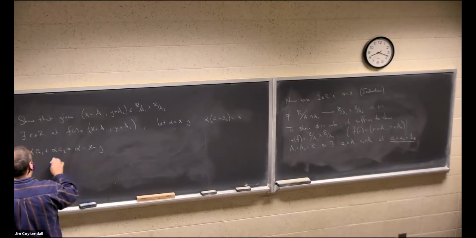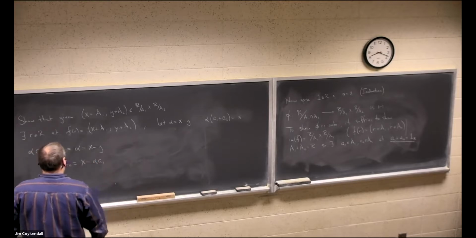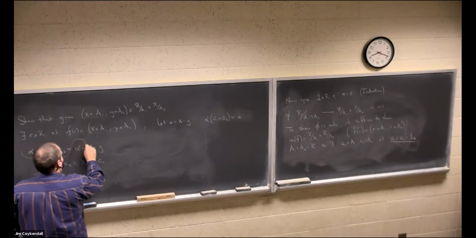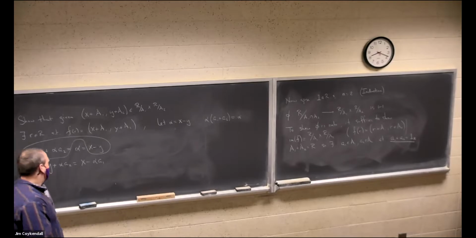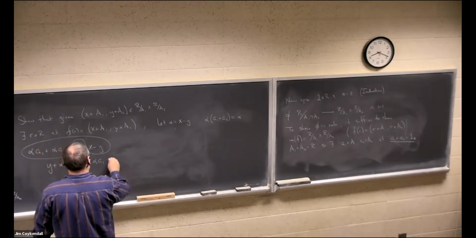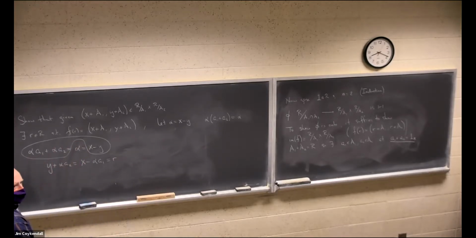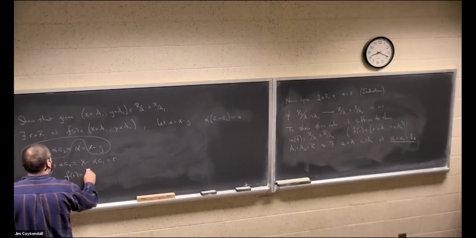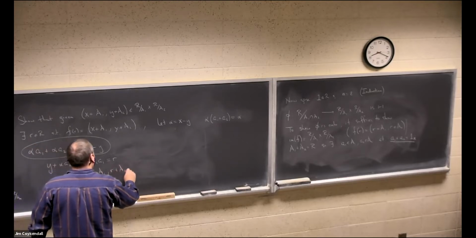So I'm going to take this one here. I get y plus alpha A2 equals x minus alpha A1. Massage that a little bit, and let this be R. So notice that F bar is R plus A1, R, let's say 2.